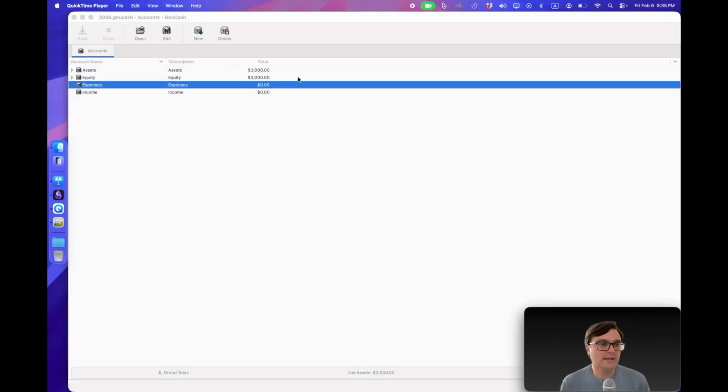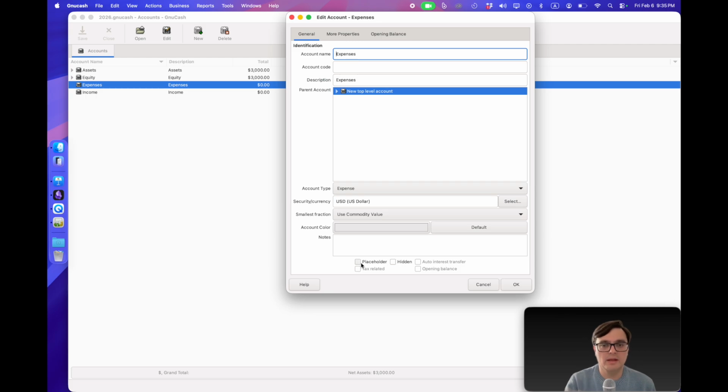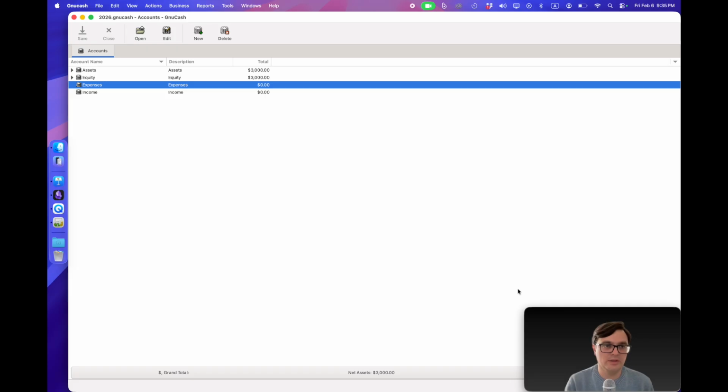Okay, so it's finally time to jump into GnuCash. And first things first, I recommend you mark expenses as a placeholder. To do that, you need to select it first, click Edit, and mark it as a placeholder by ticking this box, and just click OK. This way you will not be able to record transactions against this account, only against the sub accounts.